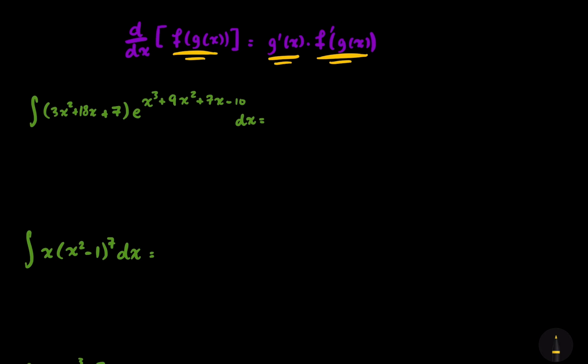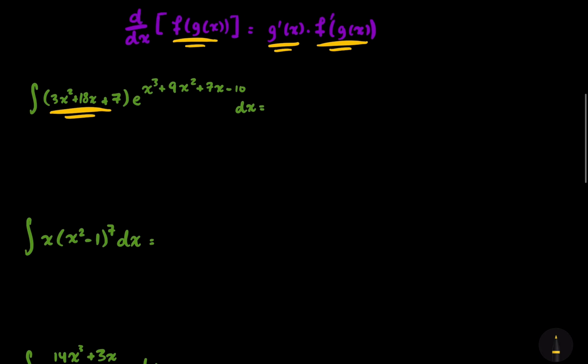And so let's go ahead and do that with a couple of examples so we can get comfortable with this notion of defining u in a way that really simplifies the integration process instead of ending up with a more complicated integral. And so over here we have this indefinite integral. We have 3x squared plus 18x plus 7, and then that's just being multiplied by e to the x cubed plus 9x squared plus 7x minus 10.